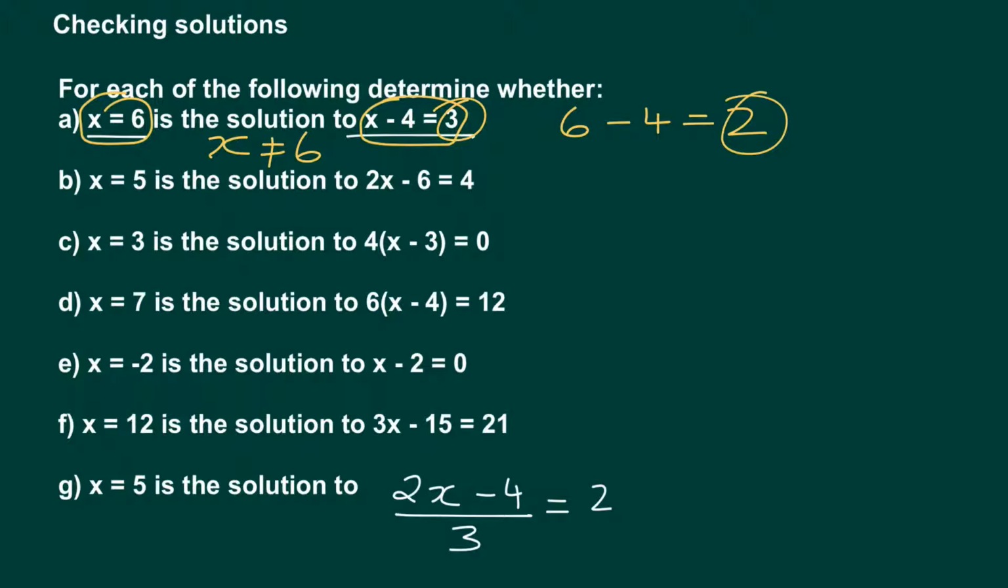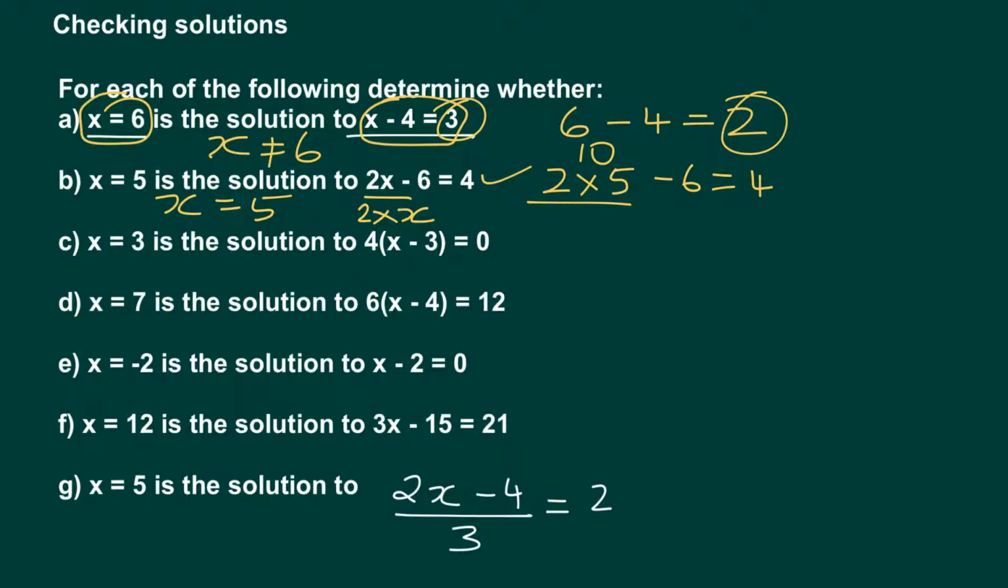Let's try part B. x equals 5 is a solution to 2x minus 6. Now 2x simply means 2 times x, as we know. So we have 2 times 5 minus 6. 2 times 5 is 10, minus 6 is 4. So there you go. That means x equals 5 is the solution.